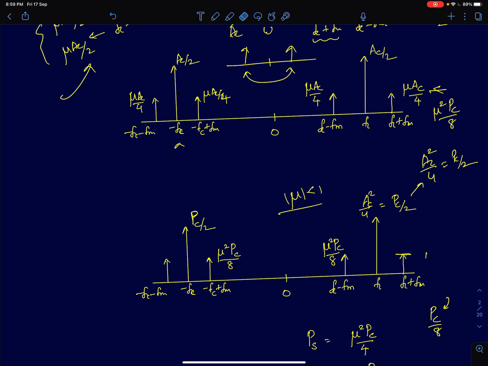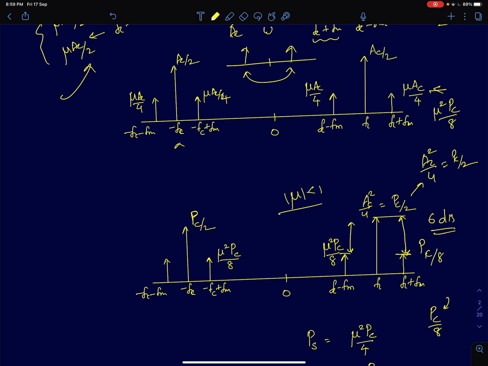And the carrier power is PC by 2. I'm talking only about the positive frequencies. If you see, the upper sideband power is 4 times lower than the carrier power. Or in decibels, I can call it 10 log of 4, which is 6 decibels. So your upper sideband power is 6 decibels lower than the carrier power. And the same thing holds true for the lower sideband. It will be 6 decibels lower than the carrier power.